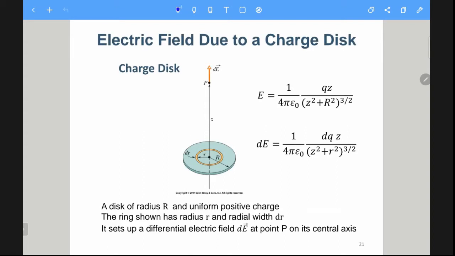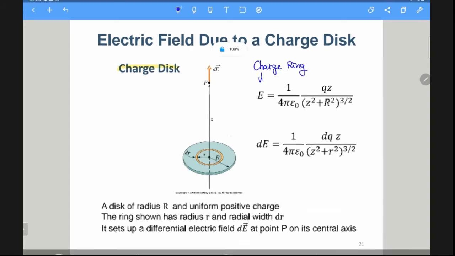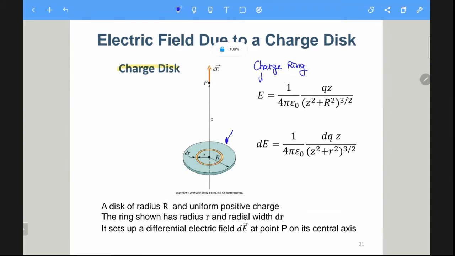which is the E field generated by a charged disk. Rather than a charged ring, we have the whole disk. This is the E field generated by the charged ring, not for the charged disk. Now we try to see how we can separate this disk into small parts we can handle.